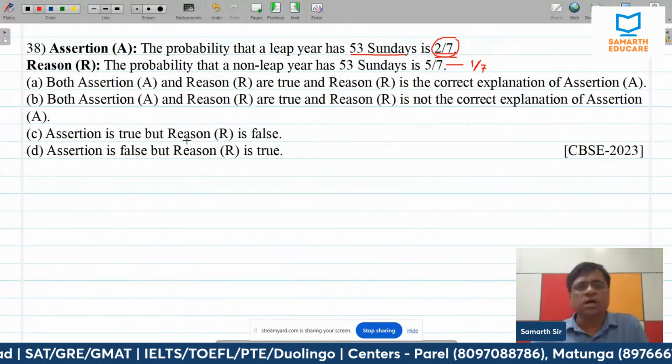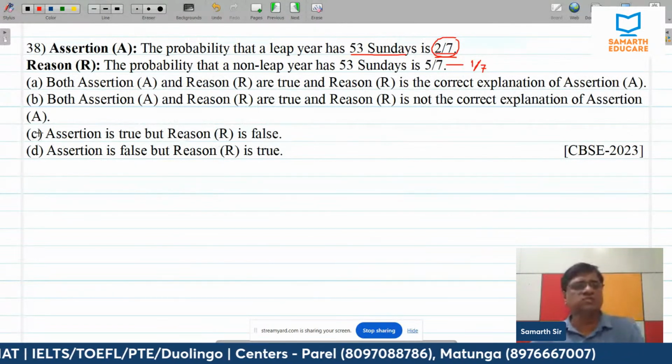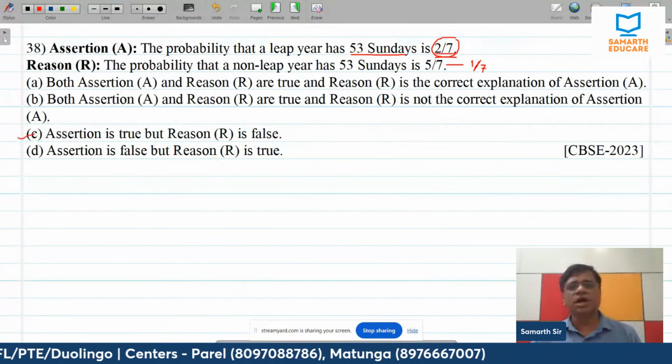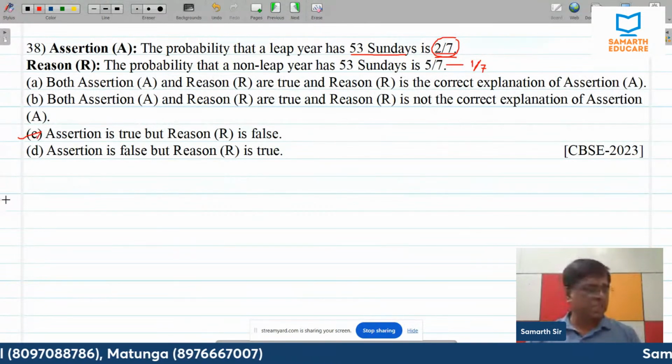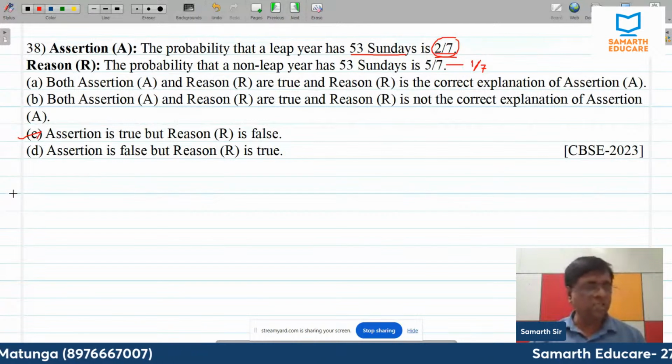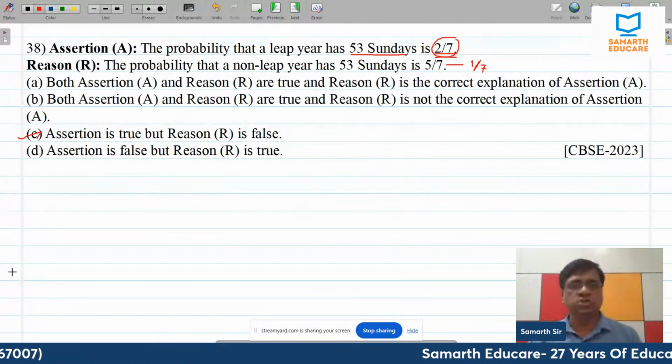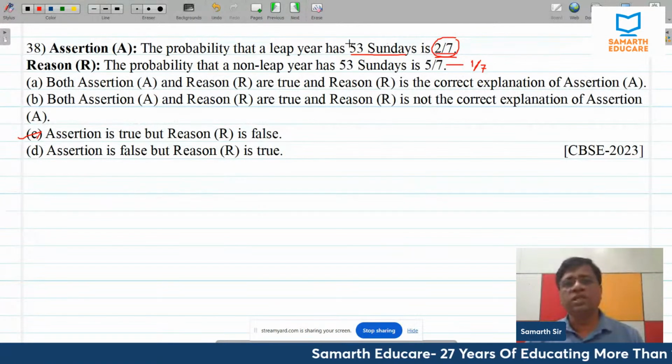Assertion is true and reason is false. So this is your answer. All right. Now let me explain you how this happens. Try to understand this question. He is talking about 53 Sundays in a leap year.